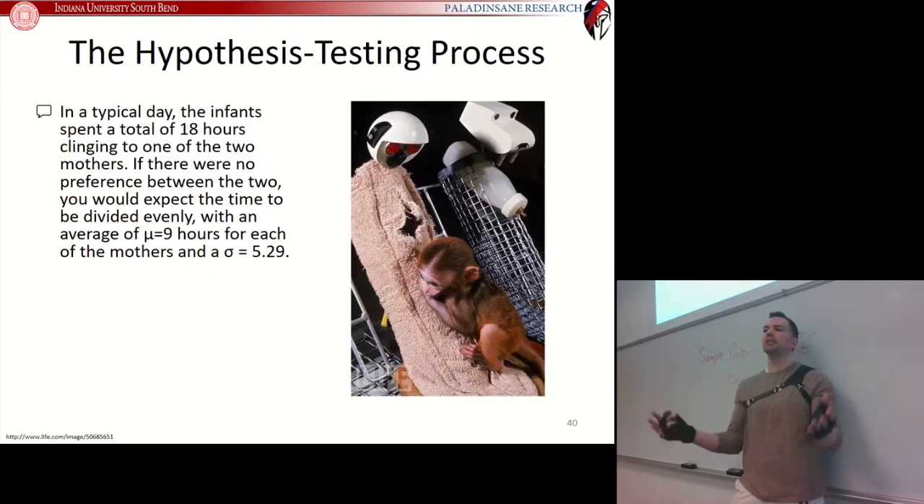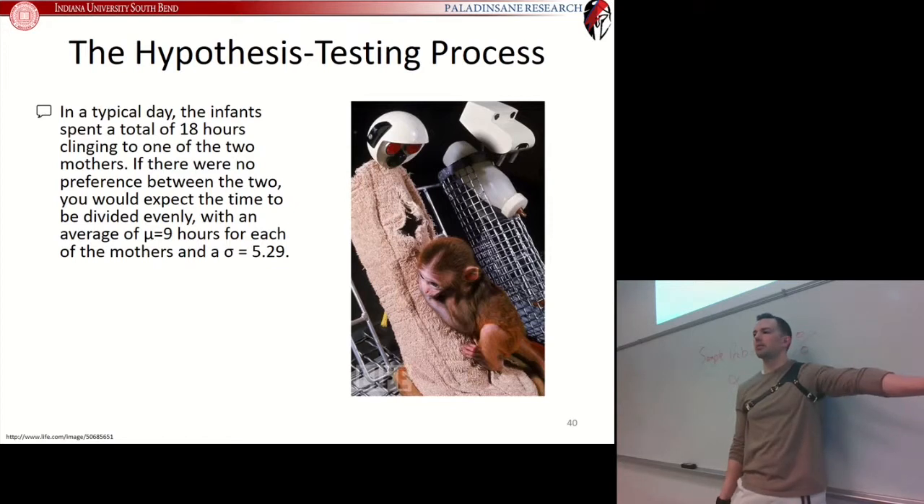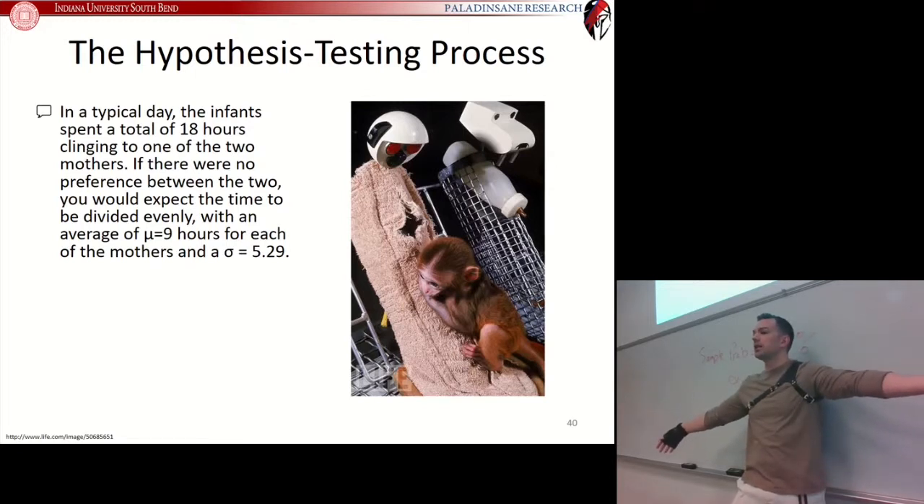So in a 24-hour period, they would spend 18 hours with one of the two mothers. If there was no preference between the two, you would expect the time to be divided evenly, with an average of 9 hours for each mother. So if you spent 18 hours in this cage, and you didn't care whether you spent time with the wire mesh mother or the terry cloth mother, you would expect probably 9 hours with the wire mesh, 9 hours with the terry cloth.